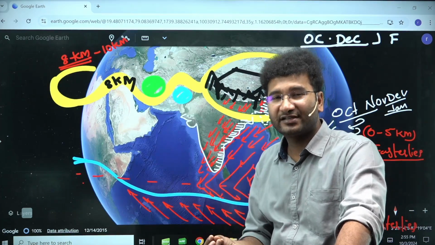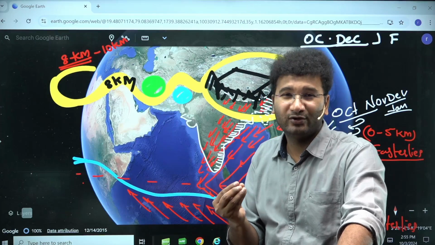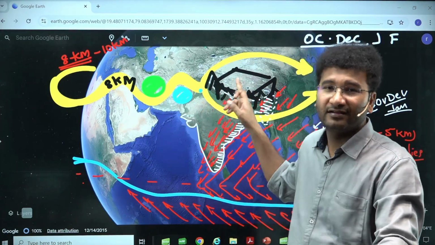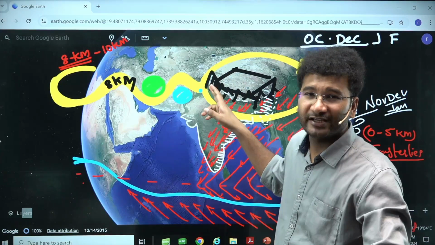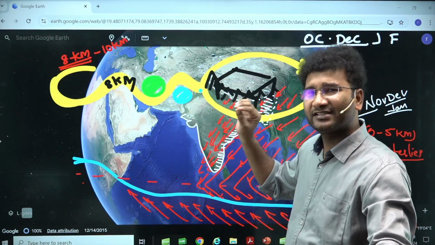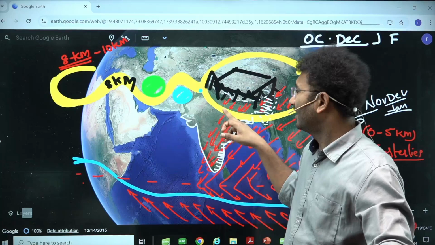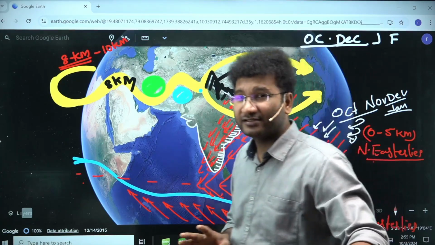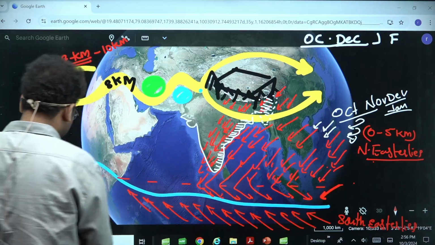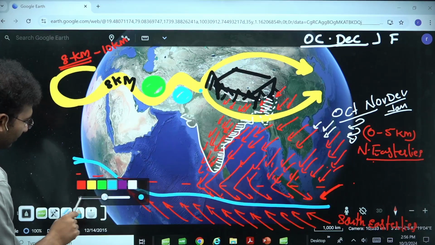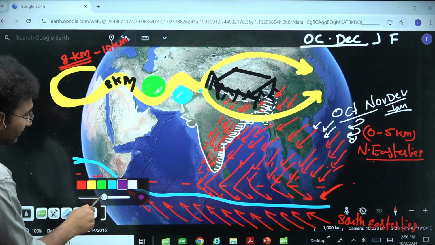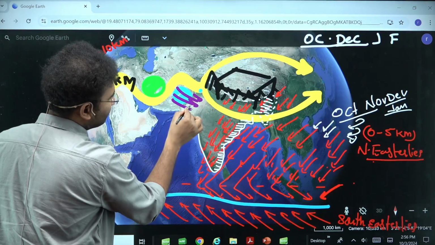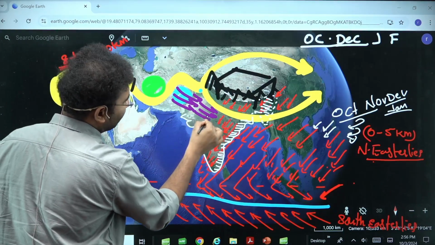Now these western disturbances are the ones which give rainfall to Punjab, Haryana, Rajasthan also, Jammu and Kashmir, Ladakh region to an extent, then Uttarakhand, and parts of Uttar Pradesh and Bihar. So during the winters, you will have rainfall over these areas. Now let me tell you the areas where you are going to see the rainfall. These are the western disturbances which are found in the northern part of India.